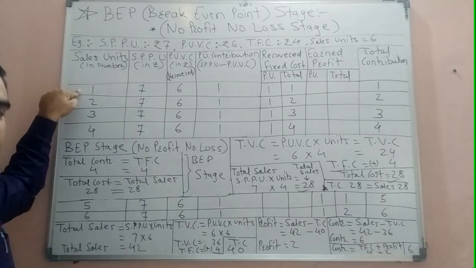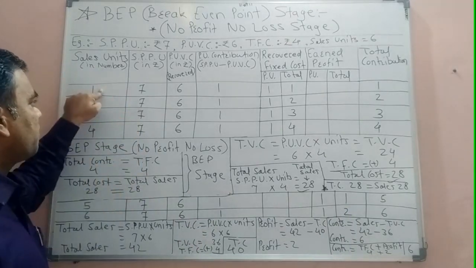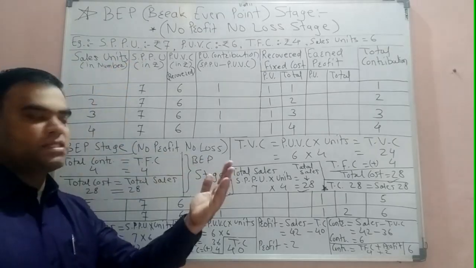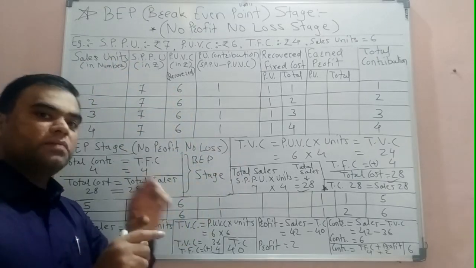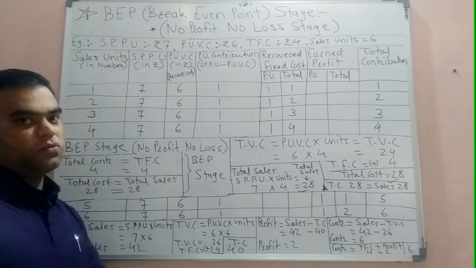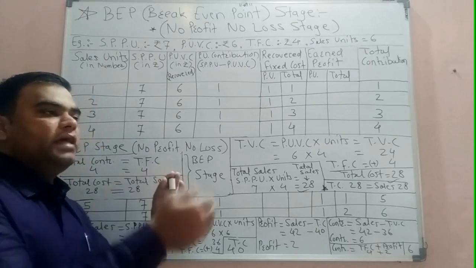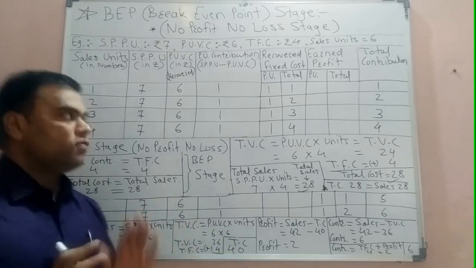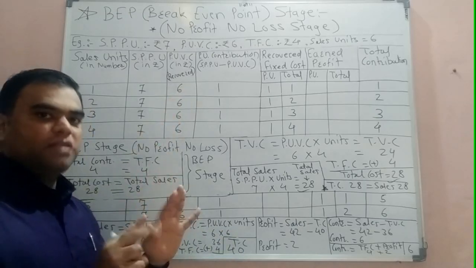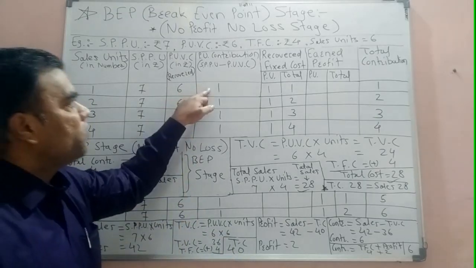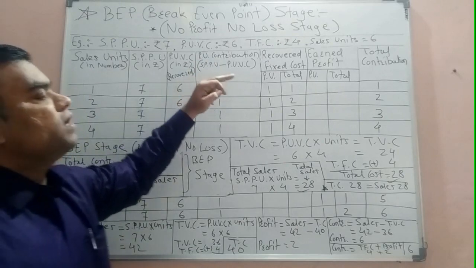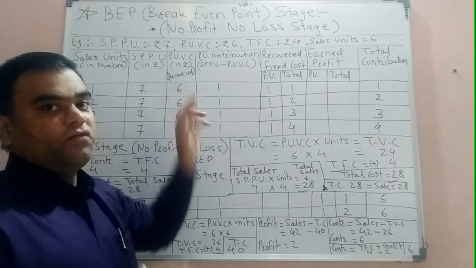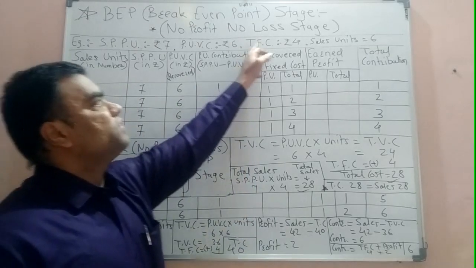When we sell the first unit at rupees 7, the rupees 6 variable cost of that unit will get immediately recovered. Suppose I sell this pen at rupees 7, then the variable cost of making this pen, rupees 6, will get immediately recovered, and 7 rupees selling price less 6 rupees variable cost, the remaining rupee 1, will be per unit contribution, and that will be utilized to recover our total fixed cost. Our variable cost is recovered, fixed cost is not yet recovered. Our total fixed cost is rupees 4.